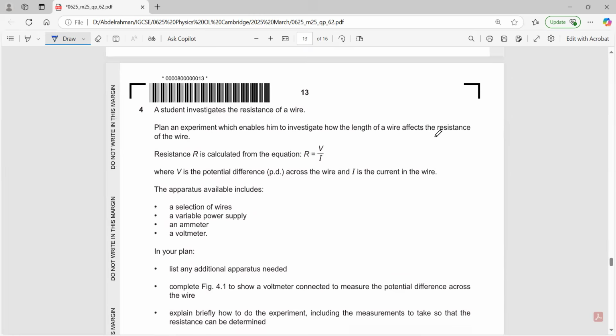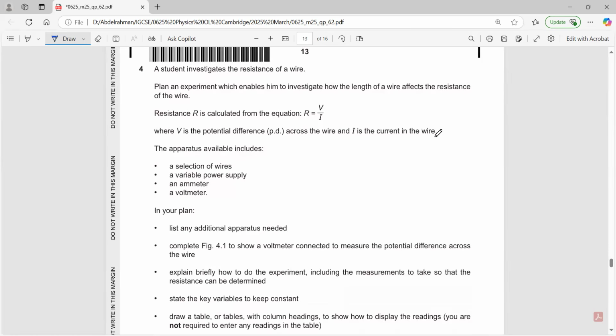Moving on to question 4. A student investigates the resistance of a wire. Plan an experiment which enables him to investigate how the length of the wire affects the resistance. Okay, this is a very, very easy planning an experiment question. So resistance R equals V over I.